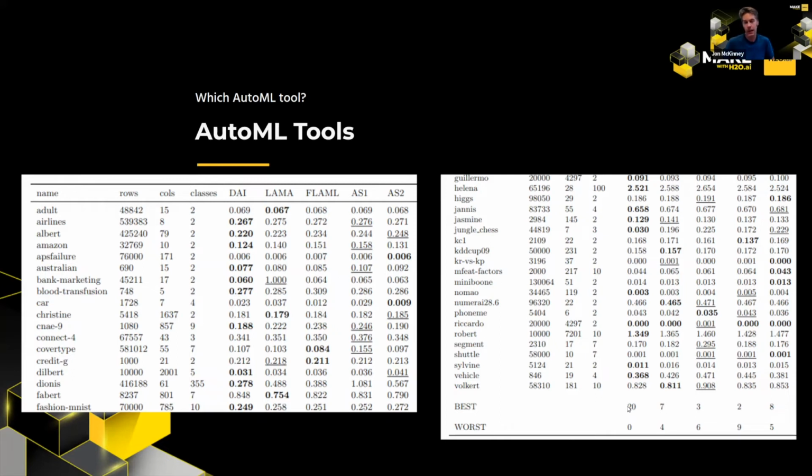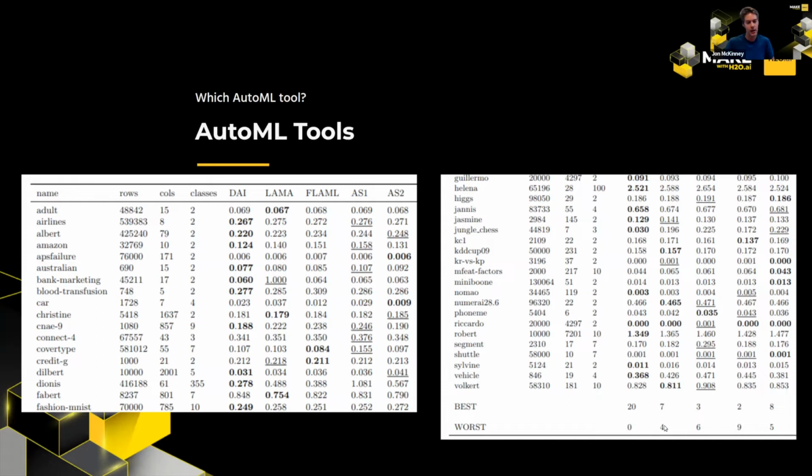It's not the best always. There are 39 data sets, so we're best on 20 of them, but we're not worst on any of them. However, some of the other tools, they're always worse on something. So you could ask, well, why is that relevant?